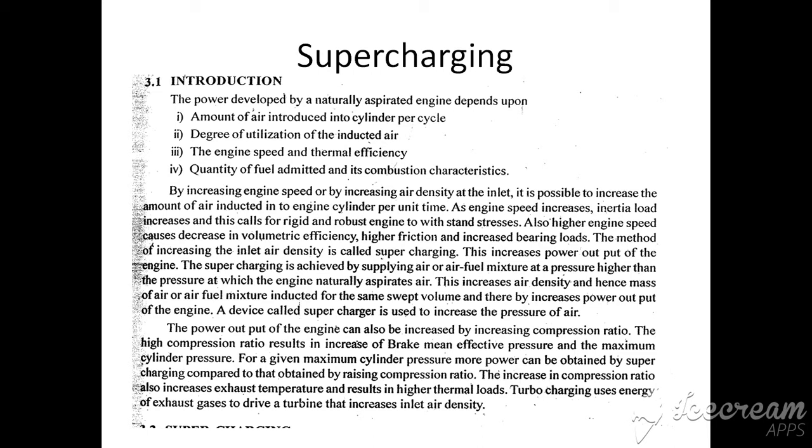So, what happens if the engine speed is increased? The cylinder dimensions increase, meaning the cross sectional thickness of the cylinder will increase, and hence the material will increase and the weight of the engine increases. Also, at higher engine speeds, there is a decrease in the volumetric efficiency. It causes higher friction and increases the bearing loads.